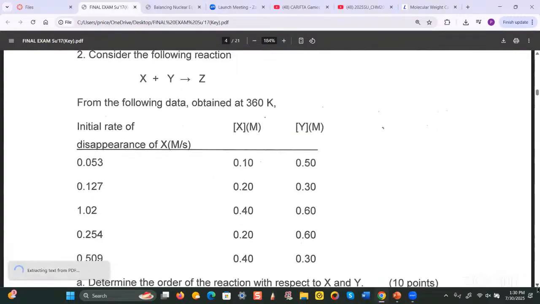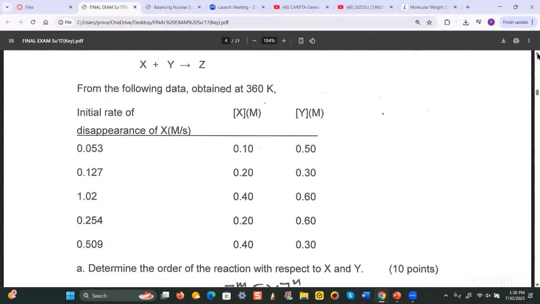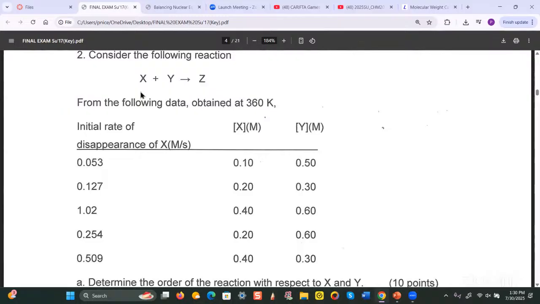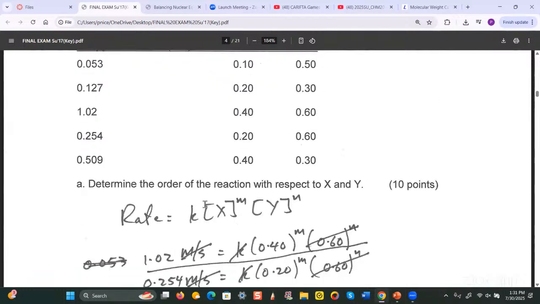Okay, this one is a typical rate law type of question. They gave you the table with the data, right? They gave you the reaction, they gave you the concentrations and the rate of disappearance. So the question is asking for us to do what?